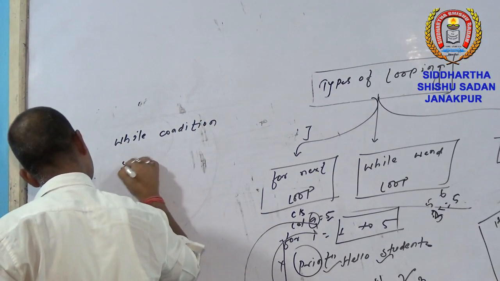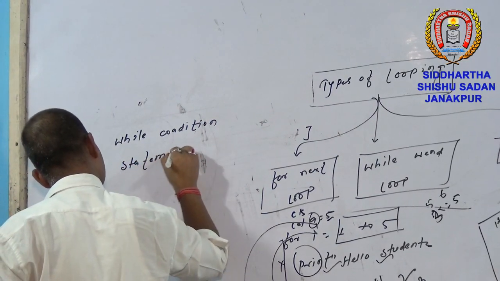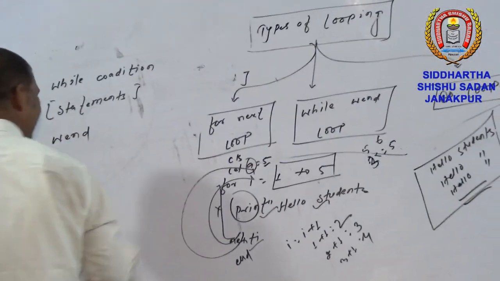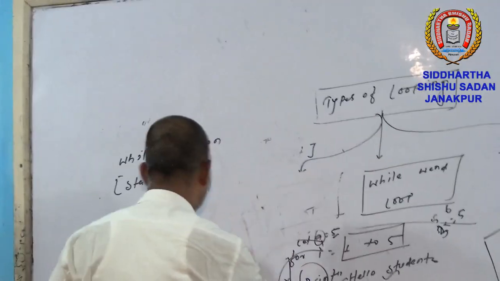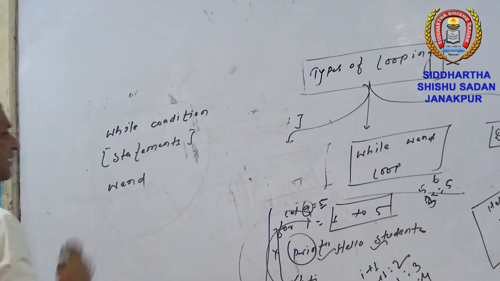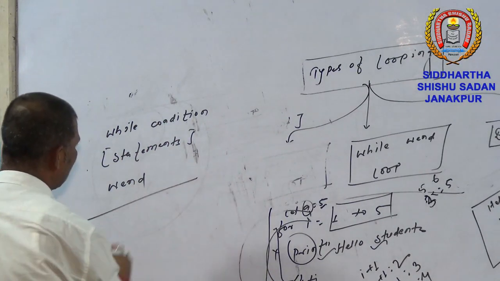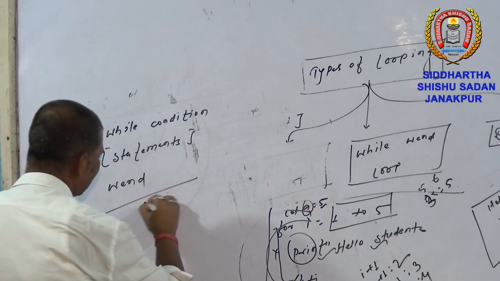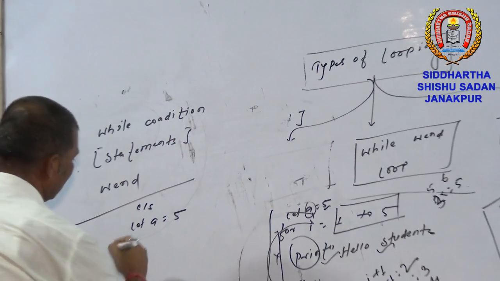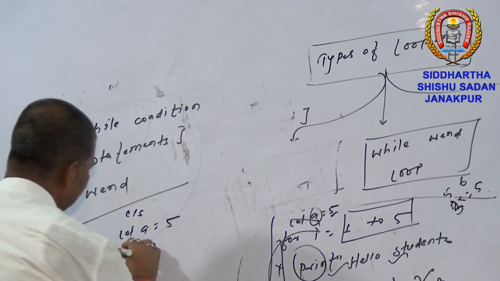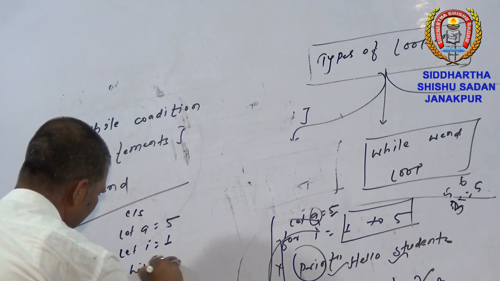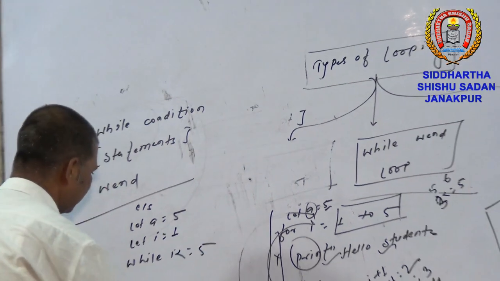Condition. Statement blocks. Wend. Here we are going to write the same program, which will be very easy to understand. Here is the example, students. CLS. Here let a equal to 5. Now here let I equal to 1. While I less than or equal to 5. Print.